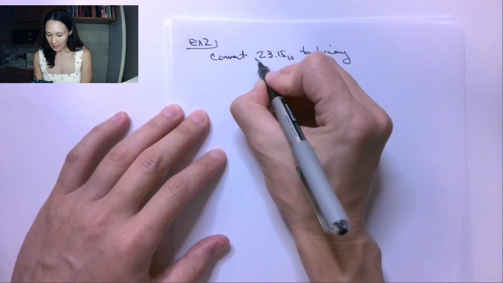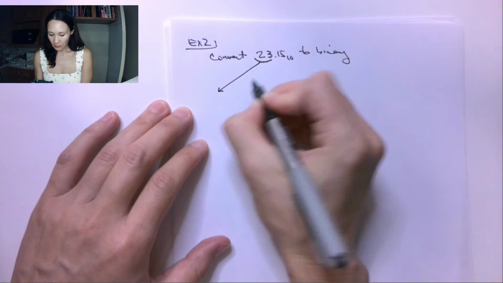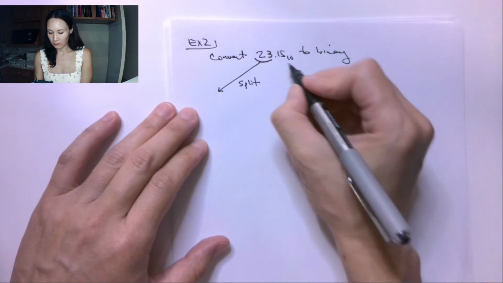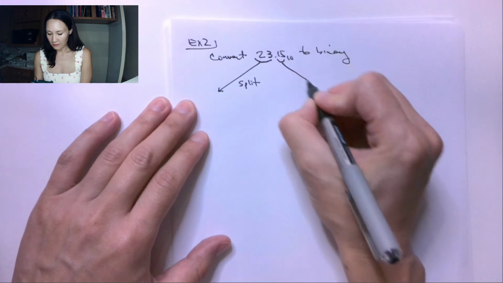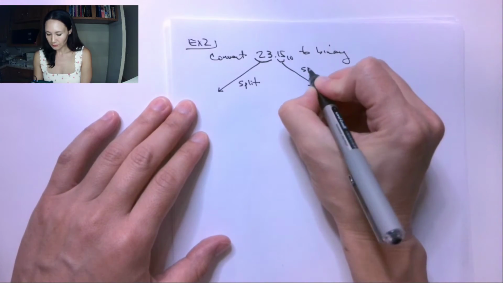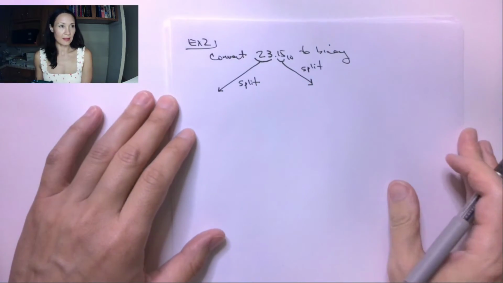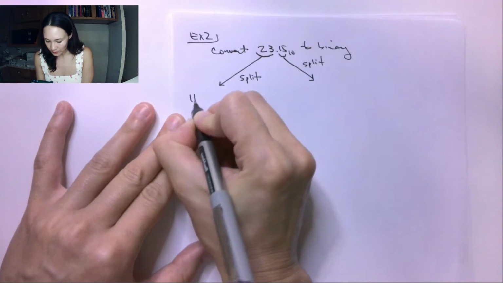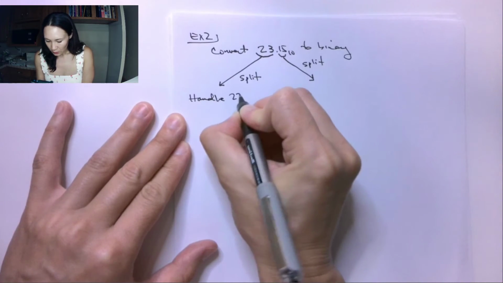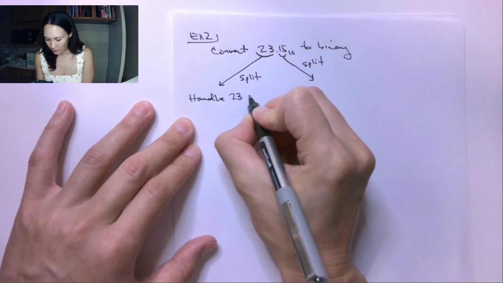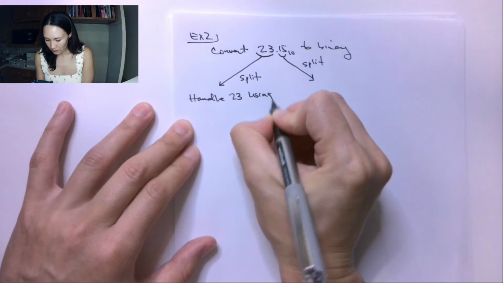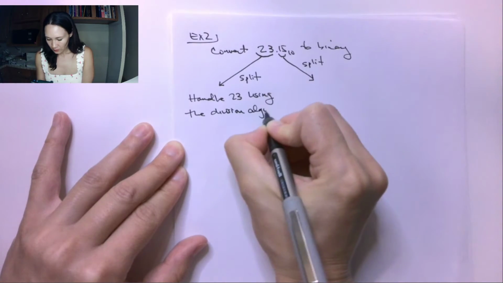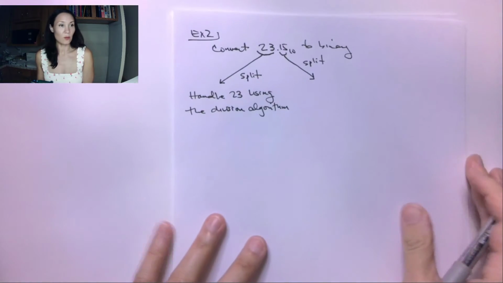I'm going to split the 23 off and handle it differently. Then I'm going to take the 0.15 and split it apart, and do this as a separate problem. So I'll handle the 23 by itself, and the way I'm going to do this is the same way we did before.